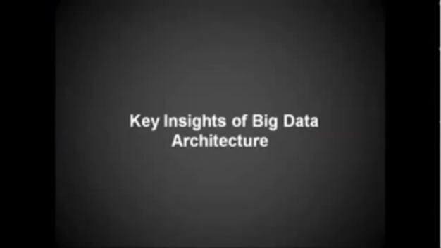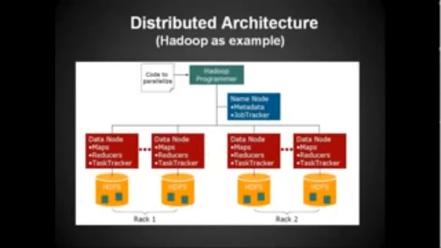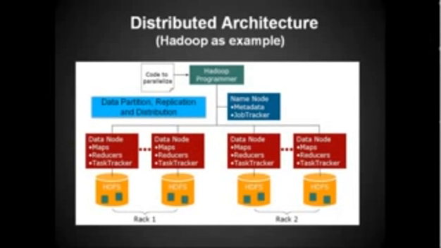So let's look into key insights of big data architecture. Big data architecture is distributed in nature. It can scale up to even thousands of data and processing nodes. We are showing Hadoop as an example. The same holds true for other technologies also. In big data architecture, data is partitioned, replicated, and distributed among those thousands of nodes.